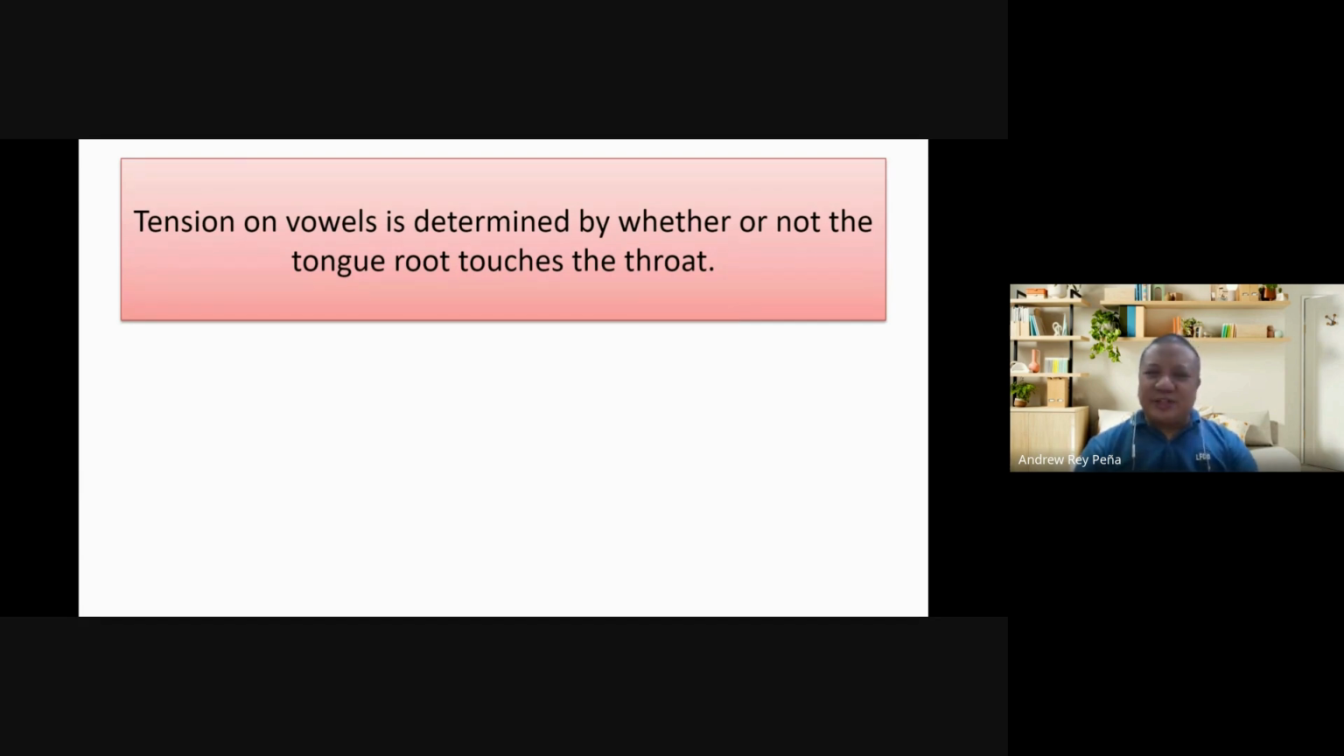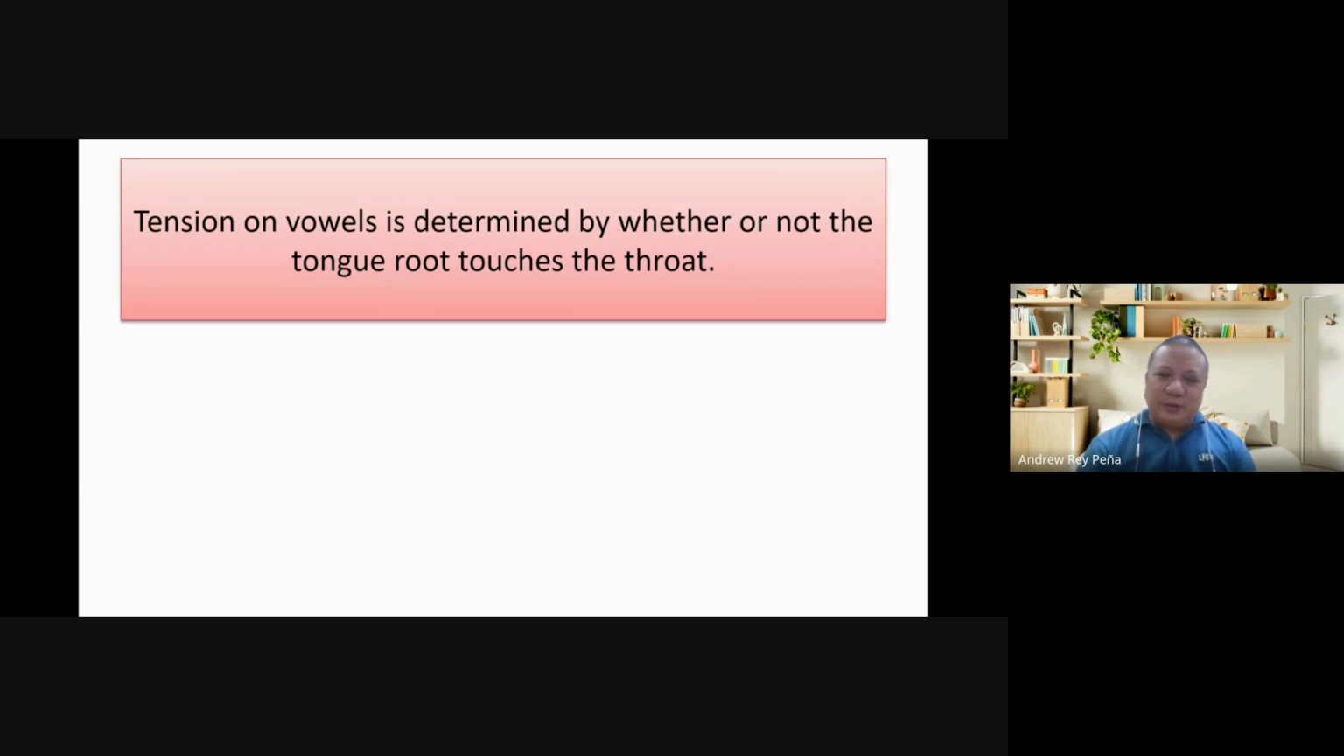Class, your tongue is very long. It reaches down to your throat. And sometimes when you pronounce a vowel, the tongue root is right in the middle of your throat. It doesn't touch the sides of your throat. But sometimes when you pronounce a vowel, your tongue touches the side of the throat. By the way, that is in English class.